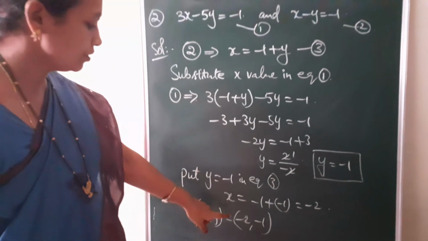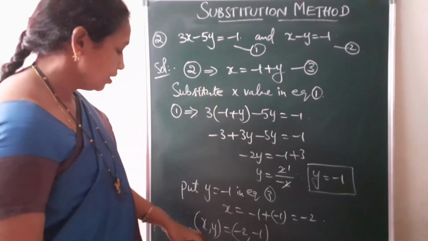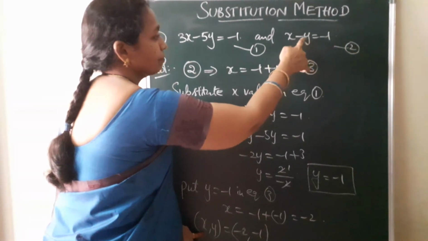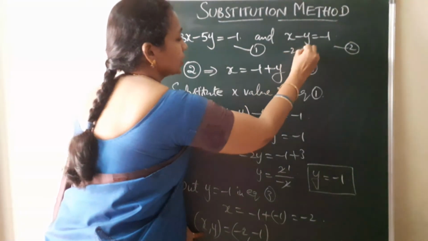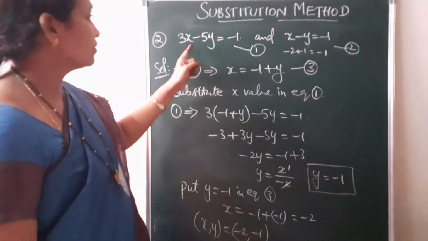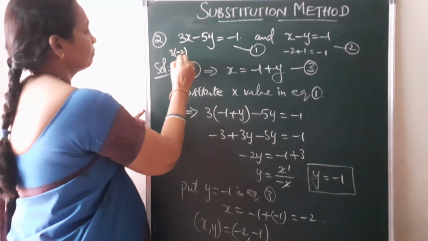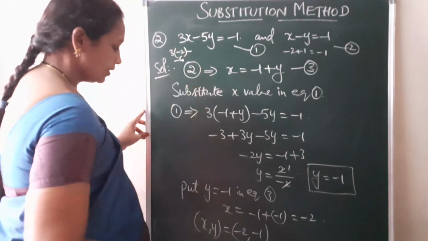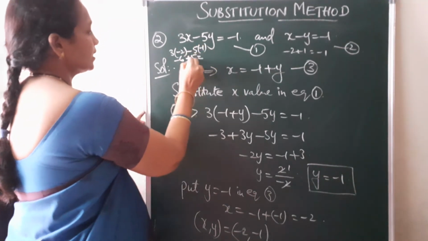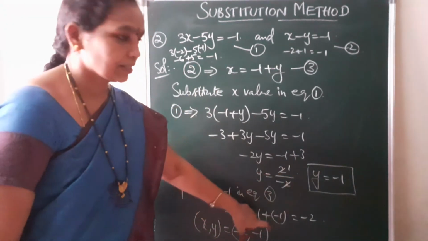Then if you substitute this in the given equations, both equations will be satisfied. Suppose x is -2: -(-1) + 1 becomes... so -2 + 1 is nothing but -1. Like that, you substitute the x and y values in the first equation also, and it will be satisfied. So 3 into -2 is -6, -5 of -1 is nothing but +5, so -6 + 5 is -1. So it tallies. That means your answer is correct.